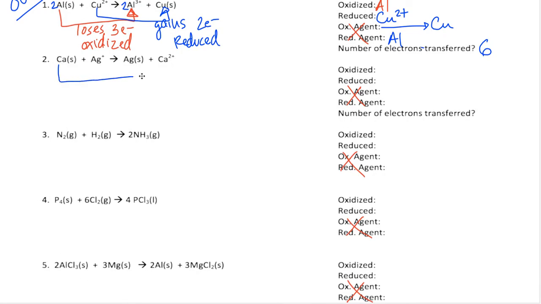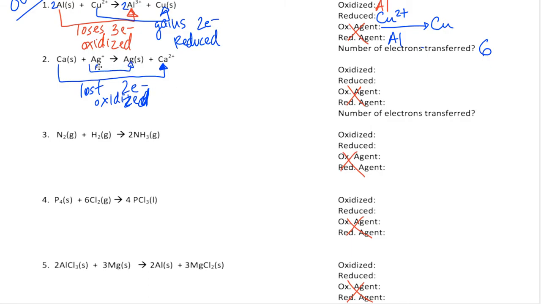So calcium here becomes a 2 plus ion. How does it do that? Well, it lost 2 electrons. So it was oxidized. Apologize, I put that in blue. And then I'm just going to stay in blue here to save some time.